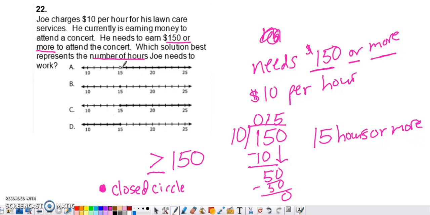So this guy is an open circle. He's out. This guy is just an open circle, but there's no arrow going in any direction, so that guy's out. This guy is a closed circle moving in the right direction, which would be greater than. This guy is a closed circle moving in the left direction, which would be less than. We need 150 or more. We need 15 hours or more, or greater, which is going to be answer choice C.